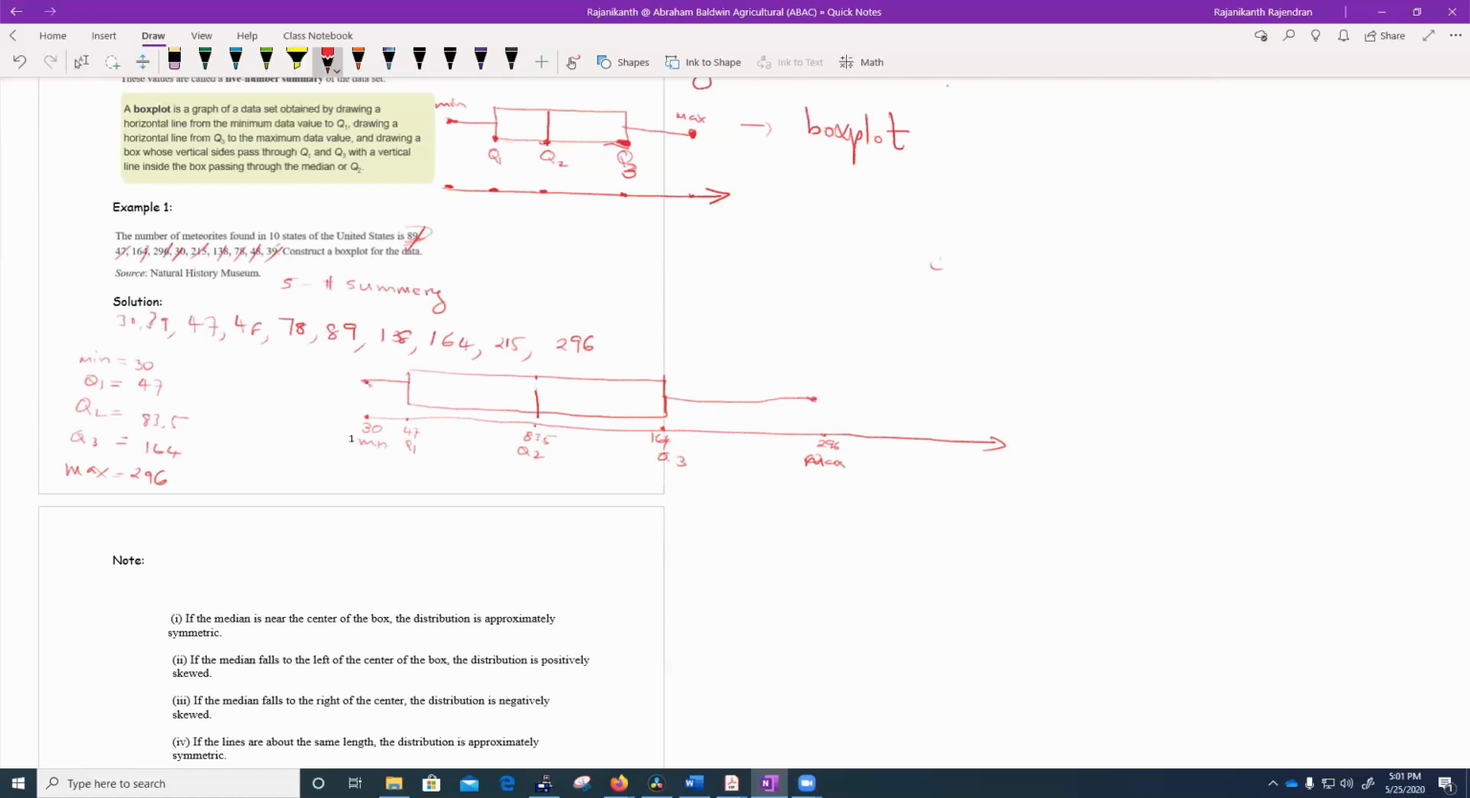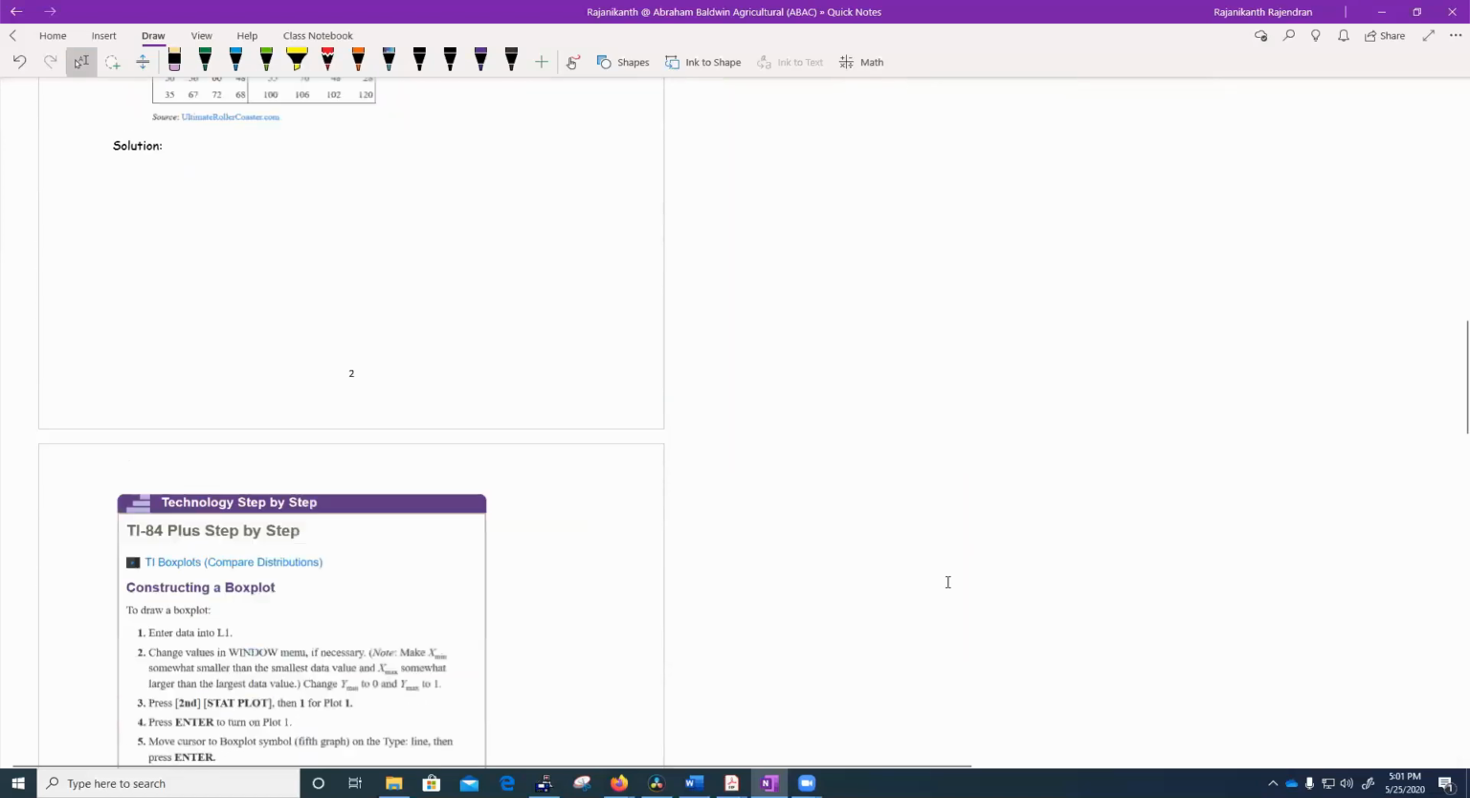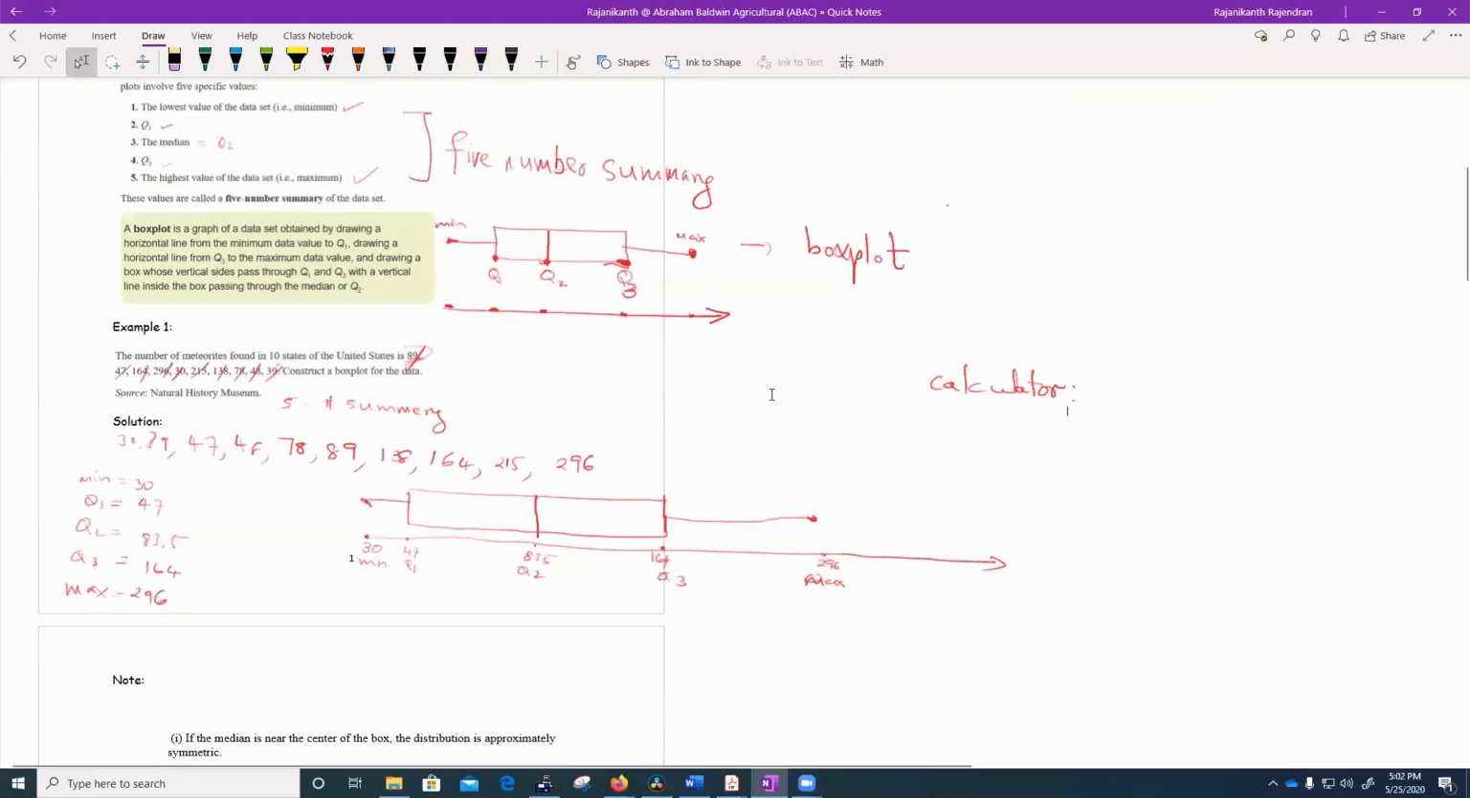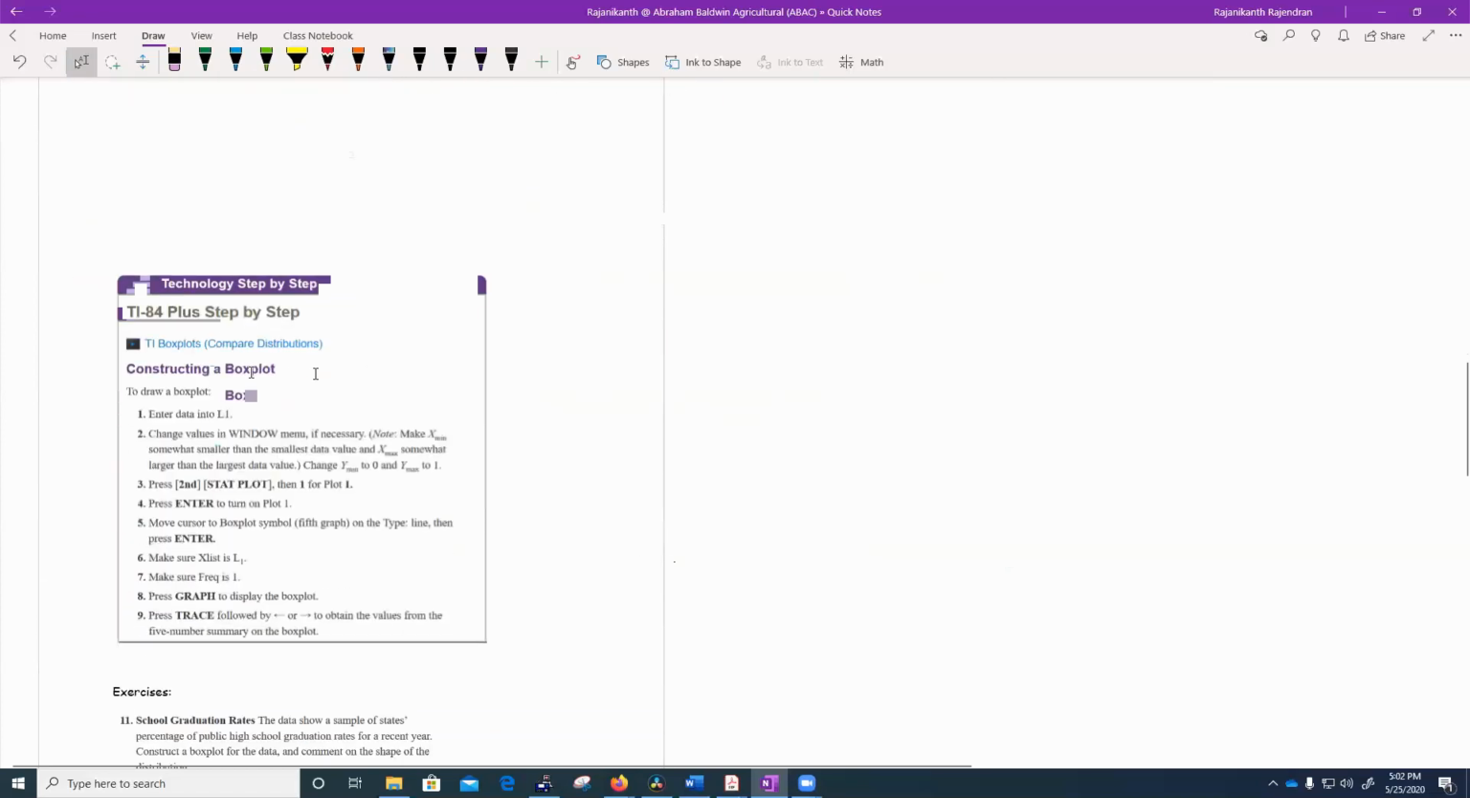And this is my box plot for this problem. But you could use the calculator if you want to draw box plots. I believe I have included that, using the calculator. I have already included the steps. First you need to enter all the data values into the L1 column. After that, you need to set the window like we did when we drew a scatter diagram. Then go to second and stat plot and choose the correct plot.